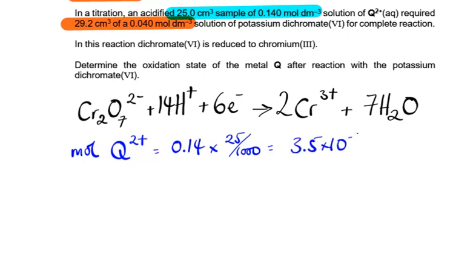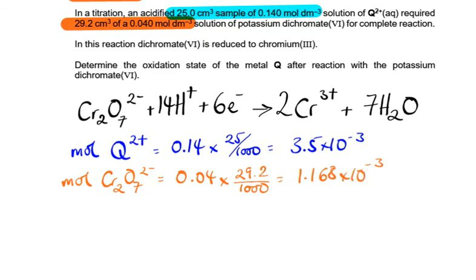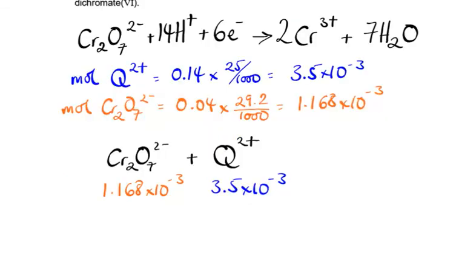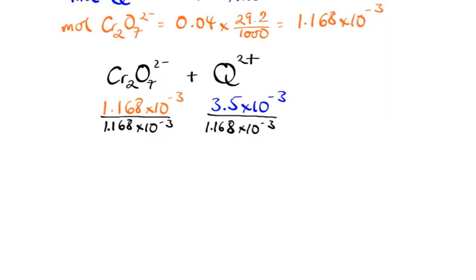For my dichromate, same thing, so 0.04 times 29.2 over 1,000, giving us 1.168 times 10 to the minus 3. So that's the ratio in which they're reacting, which might not jump off the page. So let's divide by the smallest number, and this now does work out quite nicely to show that they are reacting in a 1:3 ratio.